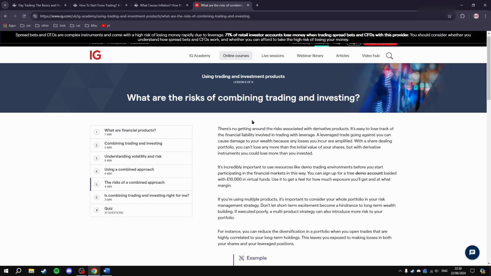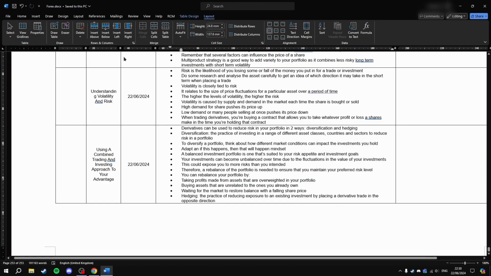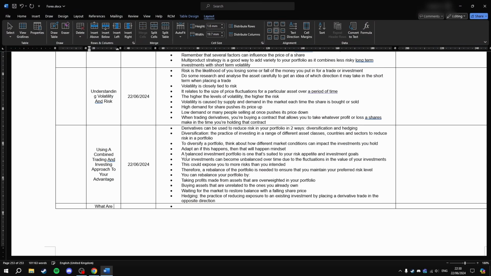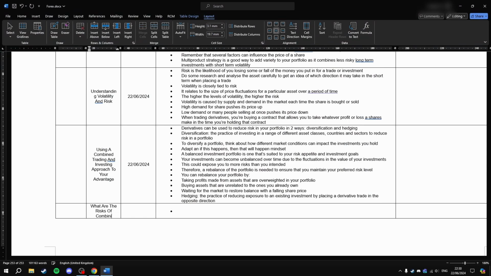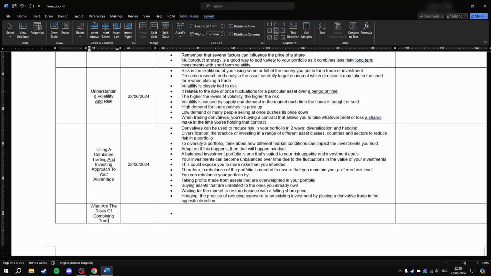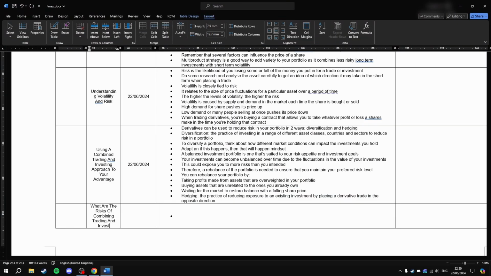What are the risks of combining trading and investing?